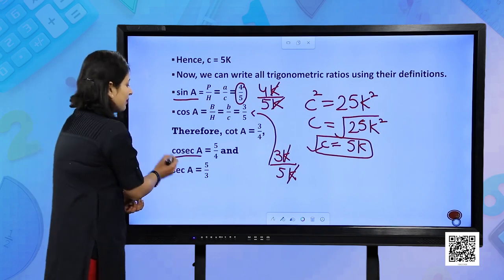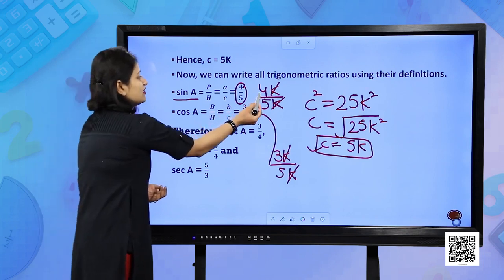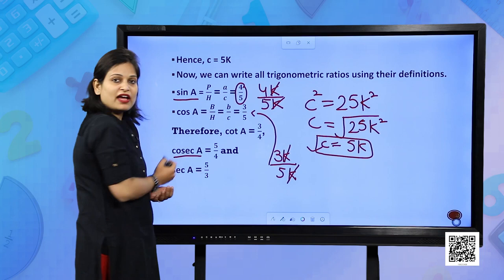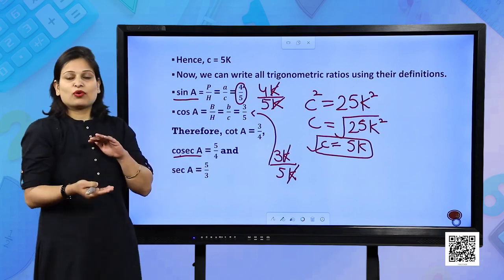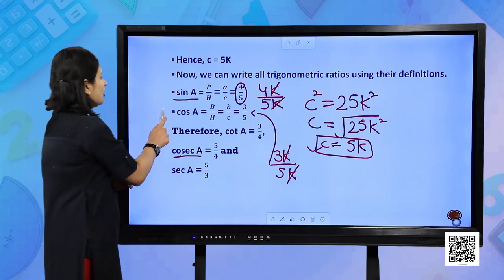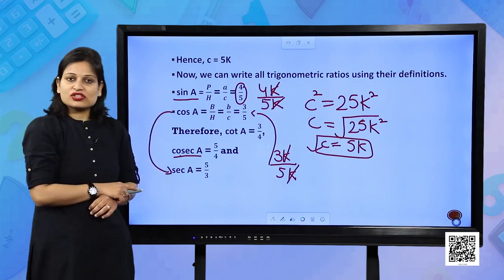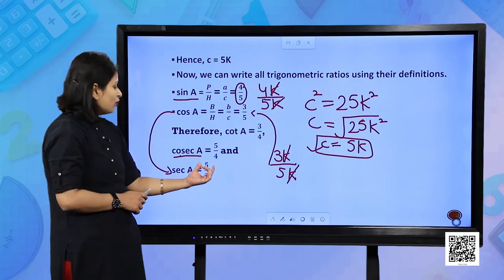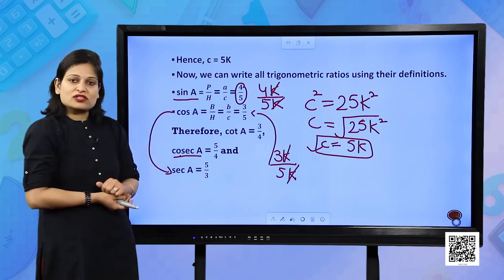Now cosecant A is the reciprocal of sine function. You can see you are getting the value of sine A as 4 by 5. So cosecant of A will be 5 by 4, simply the reciprocal of sine function. Now secant A is the reciprocal of cos function. So 1 upon cos A will give you secant A. So you will get 5 upon 3, simply the reciprocal of cos function.